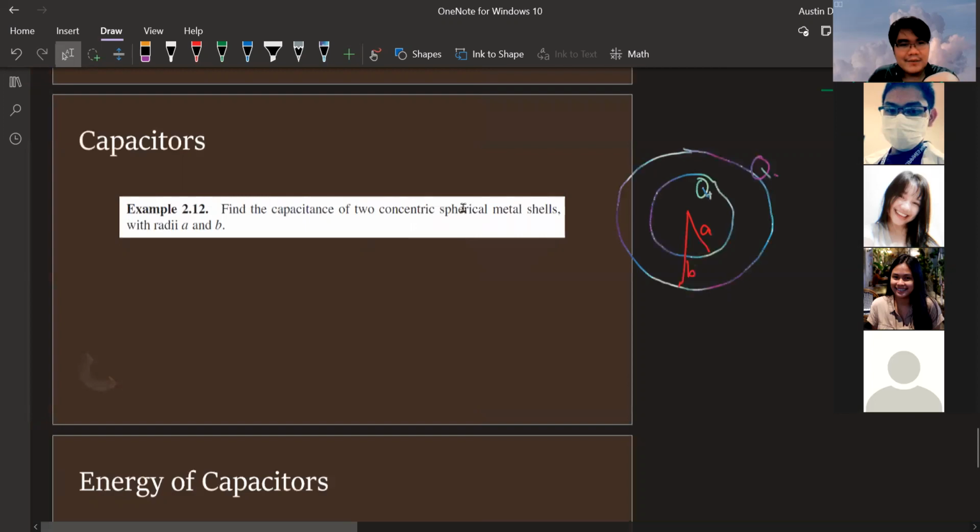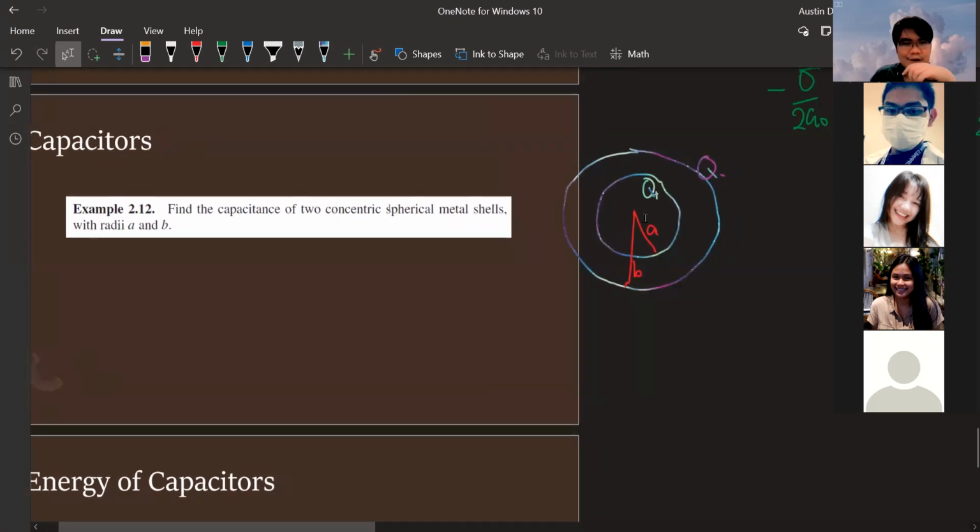Ang tanong ay spherical metal shells. Bali, conductor ito. Zero din po yung enclosed. Okay, bakit? Kasi walang charge enclosed inside. Okay? Kuha ba yan? Okay. So yung field lang natin nandito lang sa region na to. Okay? So yung integral natin doon na lang natin hugutin.